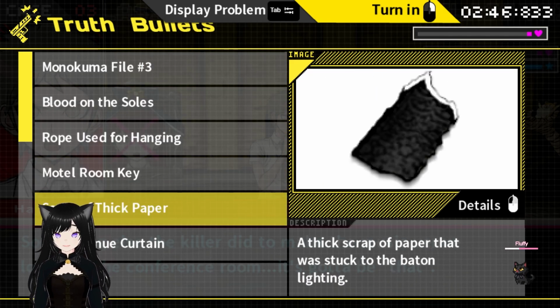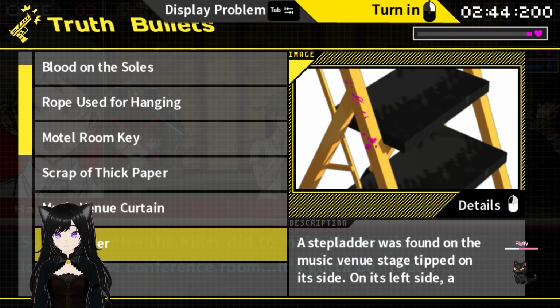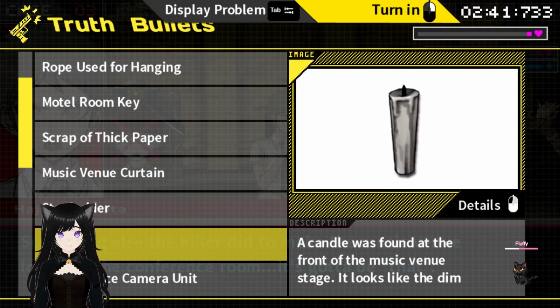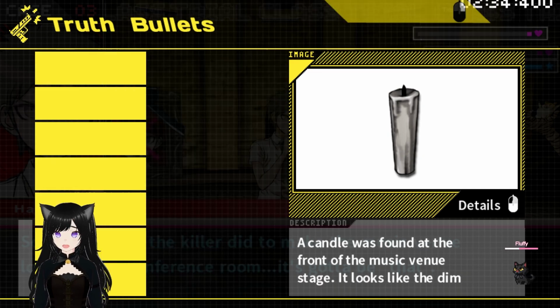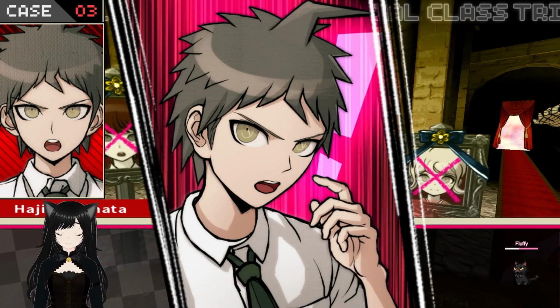The scrap of thick paper? Maybe. Candle? Maybe? I'm gonna go with candle. It might be wrong, and we might die, but I can prove it with this.